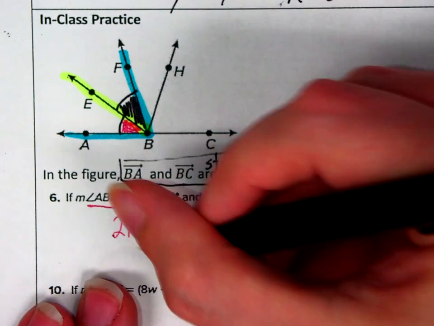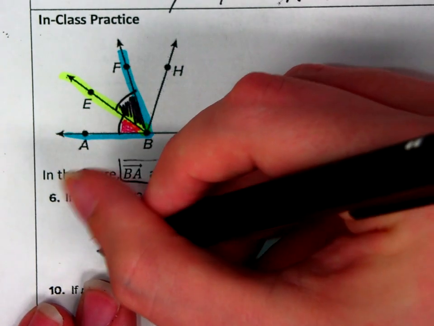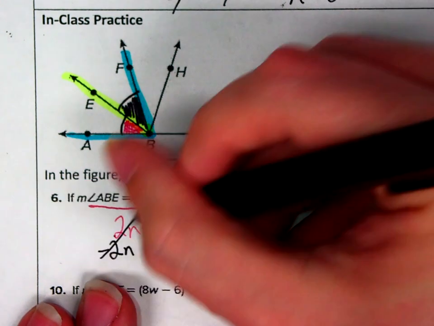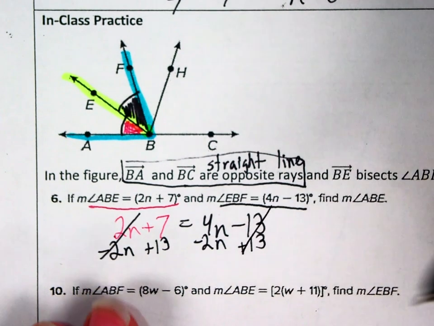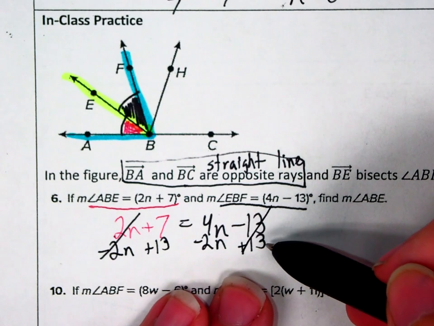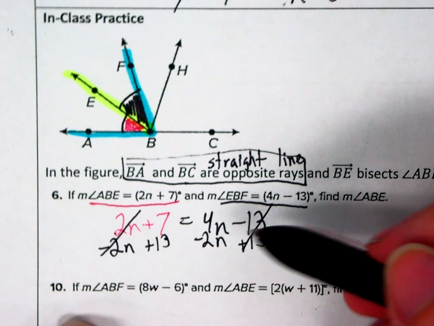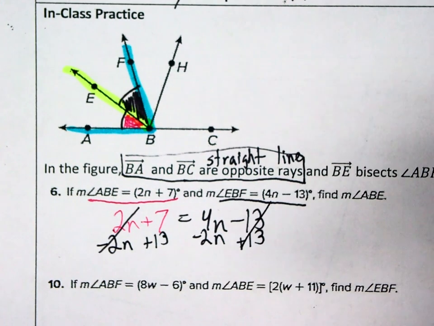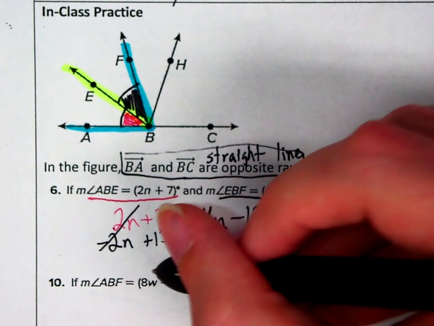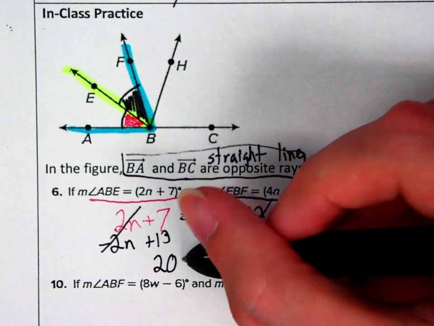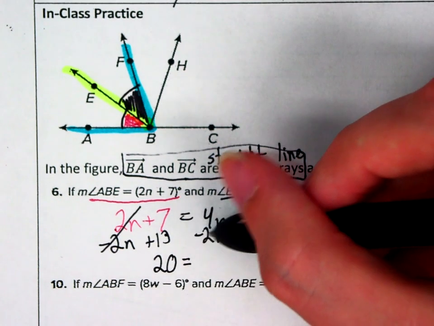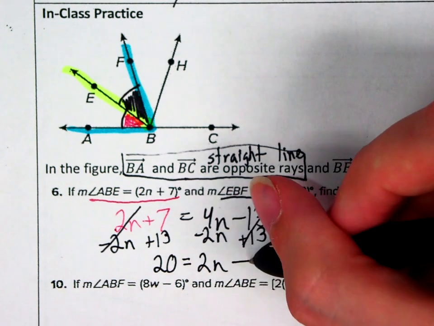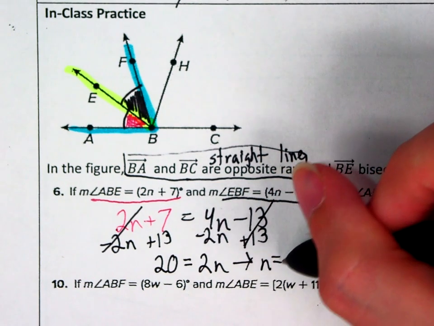We'll add 13 to both sides, and we'll subtract 2n from both sides to do so. The minus 13 and the plus 13 cancel out, that's why I'm crossing them out. The 2n and the minus 2n will cancel out, that's why I'm crossing them out. We're left with 7 plus 13, which is 20, equals 4n minus 2n, that's 2n. That just means that n equals 10.